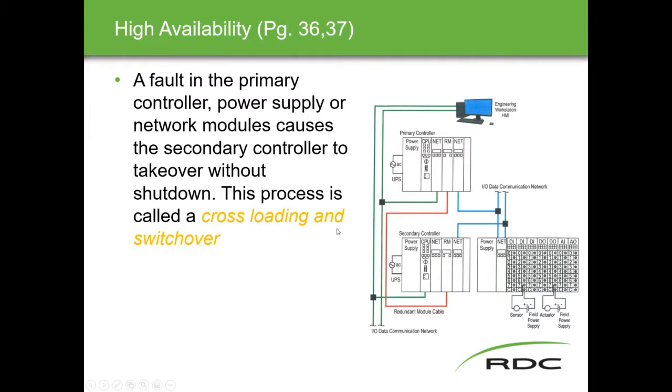No hiccups, no problem. The process, when one fails and the call is made to the second one to come online, is called cross-loading and switchover. Cross-loading means it's taking the current data just before failure and sending it to the second controller at the same time, so they have the same data. And when this one fails, it switches over. So the process is called cross-loading and switchover. This is in yellow, I'm assuming, self-test. Okay, that's pretty good, right? And if one of them fails, we've got a backup, that's awesome.